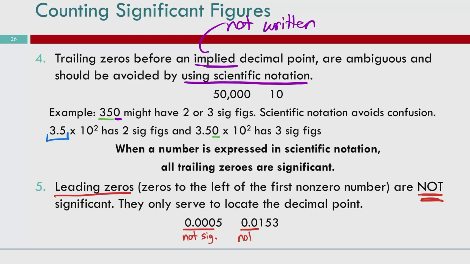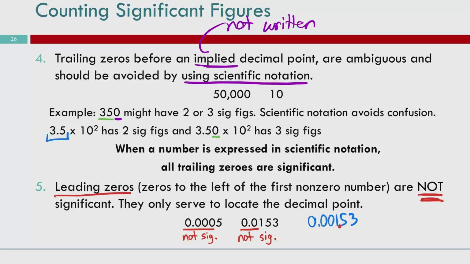So these zeros are not significant. And you know that they're not significant, even though you didn't know that you know that. If we were to convert these into scientific notation, for example, this 0.0153, we would move our decimal point to be after our first non-zero number.